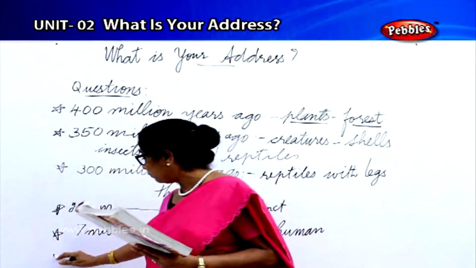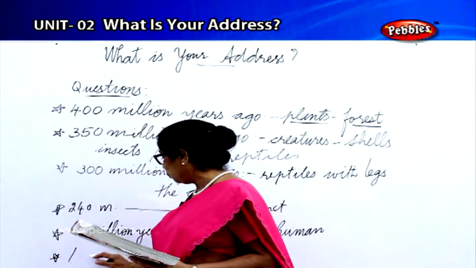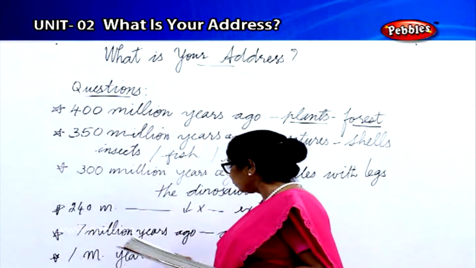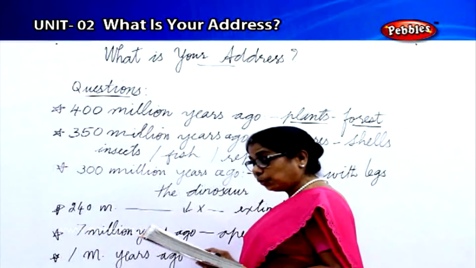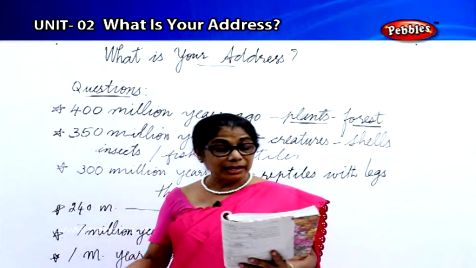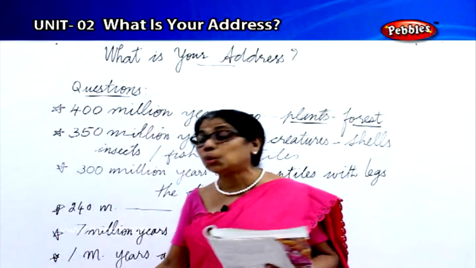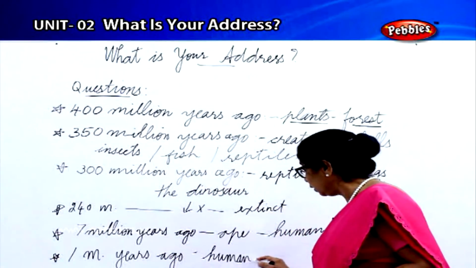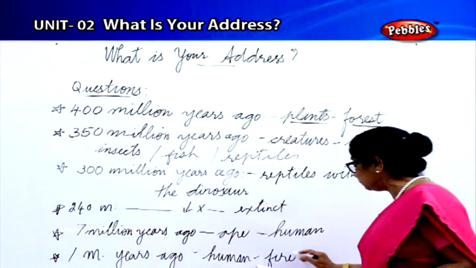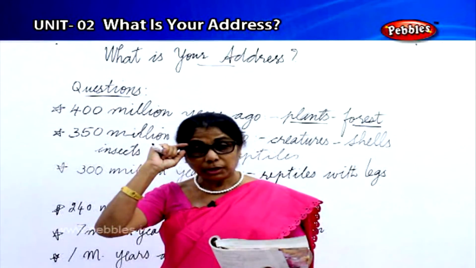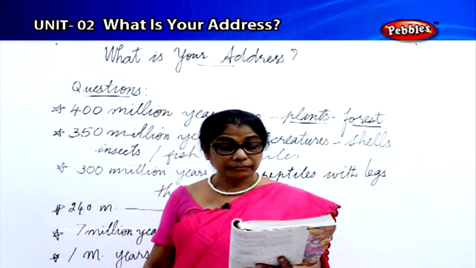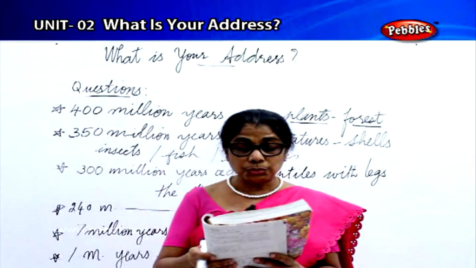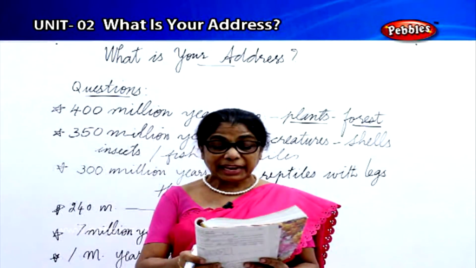And lastly, 1 million years ago. What happened 1 million years ago? Learn to keep fire burning. Who? Human. What did they learn? Human learned to make fire. They learned to make fire, cook meals, spread across the continent. Soon they spread. They began to speak.